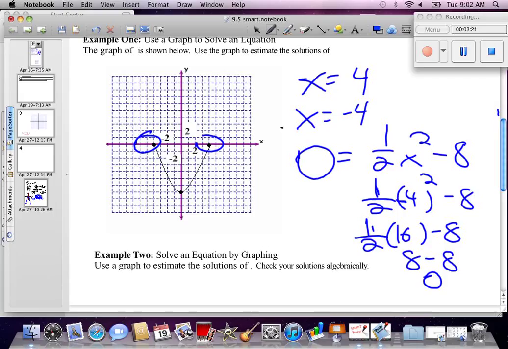Please don't talk while I'm talking. I've graphed this. I've told you where it crosses the x-axis. This is the algebraic way. I've plugged it in for x and found out that it does equal 0. Let's turn it over and look at example 2.